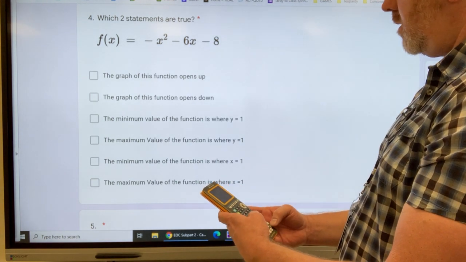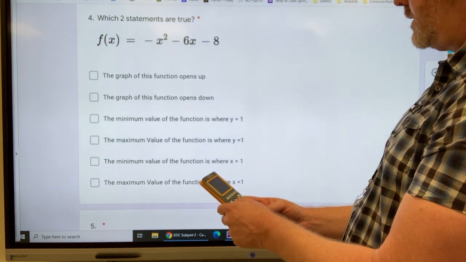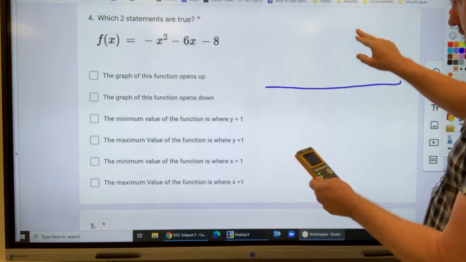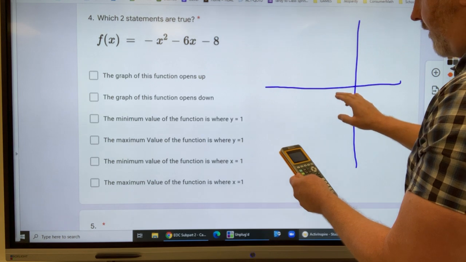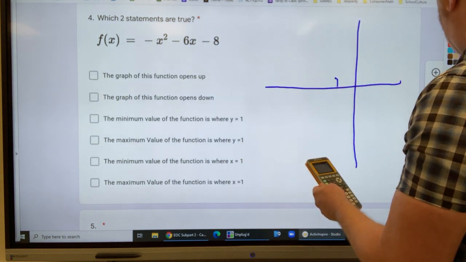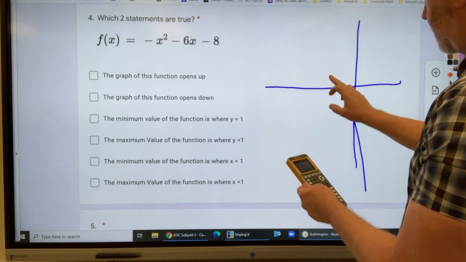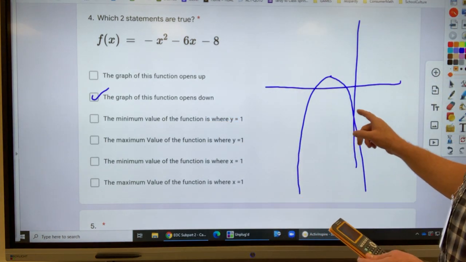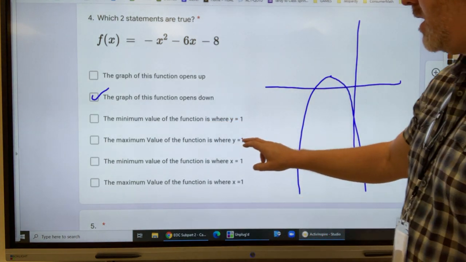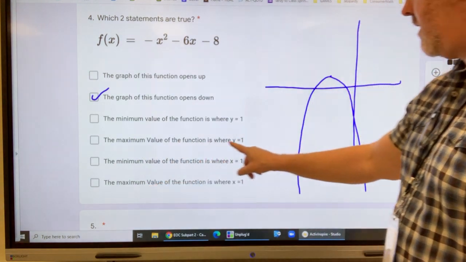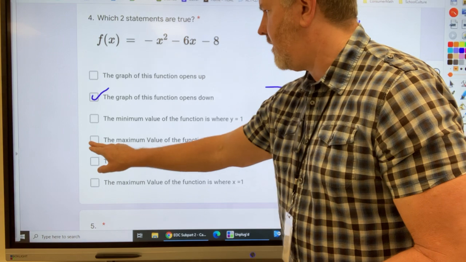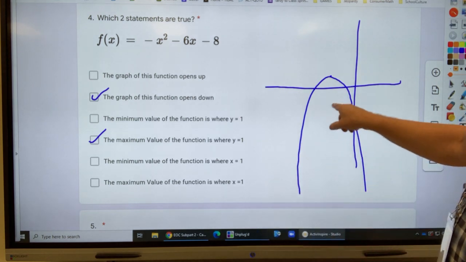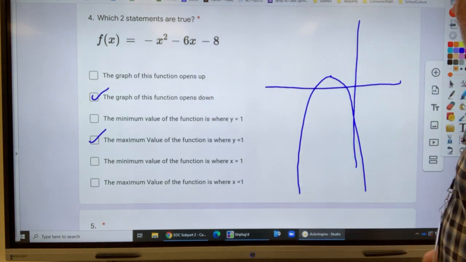minus 6x minus 8. Let's see what the thing looks like. It's about at negative 3 comma 1. And it looks like this. So it opens down. We don't have a minimum, we have a maximum, because it opens down. So it's either going to be this one or this one. The max value is where y equals 1. That's it right there. So x does not equal 1, x is negative 3 in this case. You can see it right on the calculator. And we don't have a minimum, and it doesn't open up. So we're done.